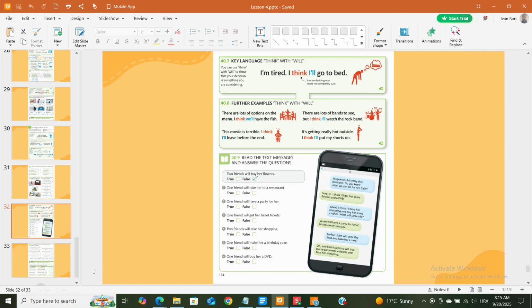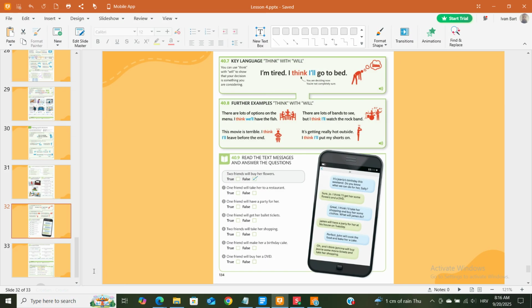40.9 Read the text messages and answer the questions. 2 friends will buy her flowers. True. False. 1 friend will take her to a restaurant. 1 friend will have a party for her. 1 friend will get her ballet tickets. 2 friends will take her shopping. 1 friend will make her a birthday cake. 1 friend will buy her a DVD. True. False.